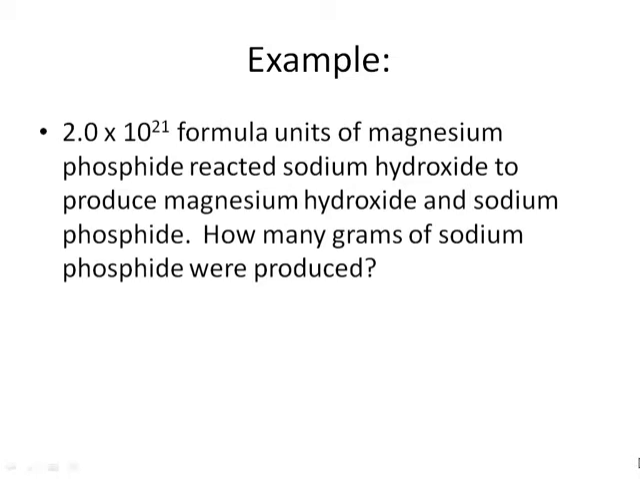Here's another example. We have 2.0 times 10 to the 21st formula units of magnesium phosphide reacted with sodium hydroxide to produce magnesium hydroxide and sodium phosphide. How many grams of sodium phosphide were produced? So how about you go ahead and hit pause, walk yourself through the process, and then hit play again, and you can watch me work through this.